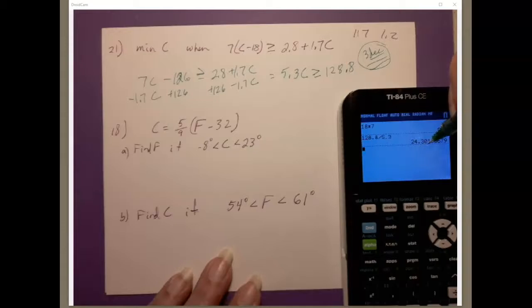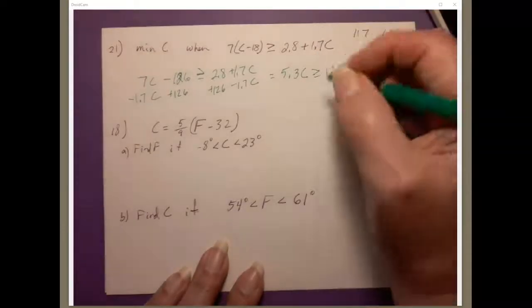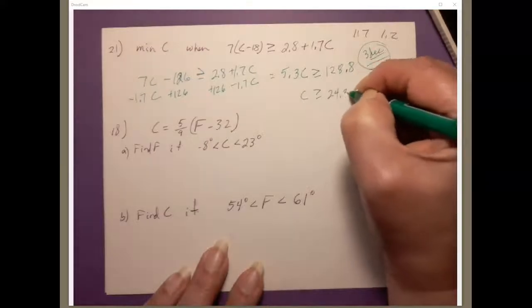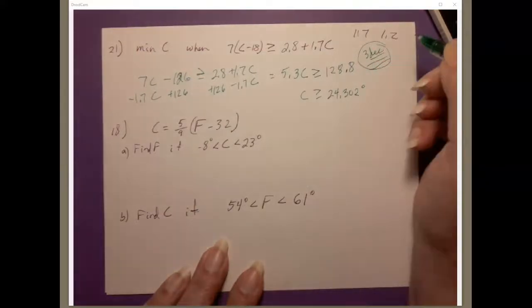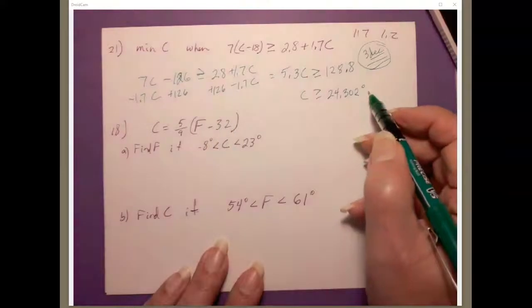So 24.302. Wanting 3 decimals, if the 4th digit is 5 or bigger, then I'm going to round up. Otherwise, I can just get rid of all those decimals afterwards. So this would be 24.302. So C is greater than or equal to 24.302 degrees. Now I want the minimum C, so 24.302 would be the minimum.